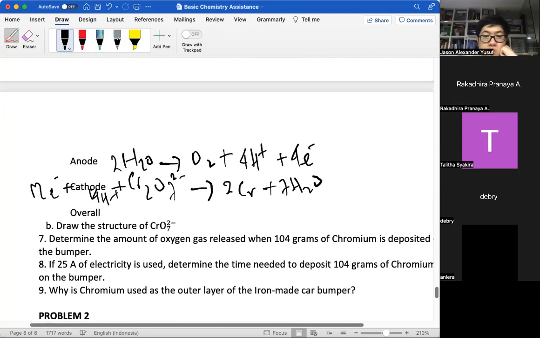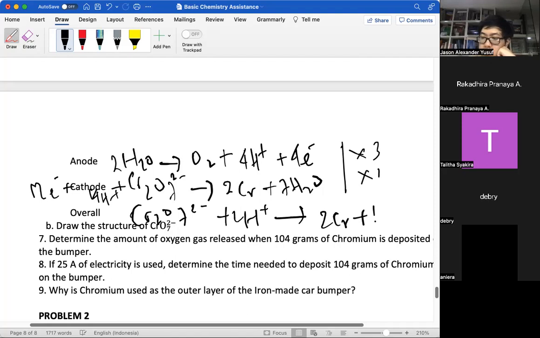So that's the process. And so for the overall, in order to balance it, you have to take a look at the number of electrons because that's what we want to eliminate. There's 12 electrons here and there's 4 here. So that means in order to make this one 12, we multiply this by 3 and we multiply this by 1. And overall, we will get Cr2O7 2 minus plus 2H plus, 2Cr plus H2O plus 3O2. And I simplified this equation already. So if you want to do the entire thing, go ahead.